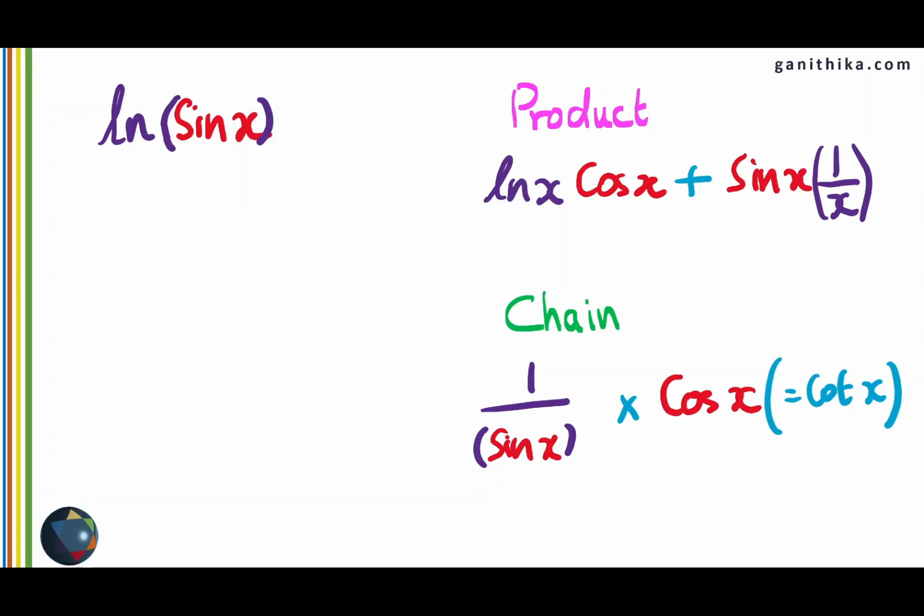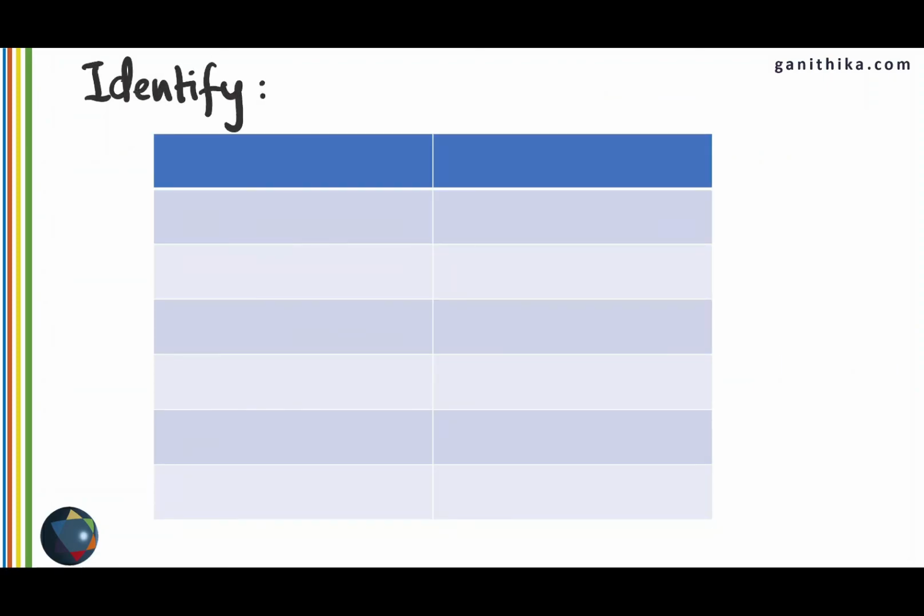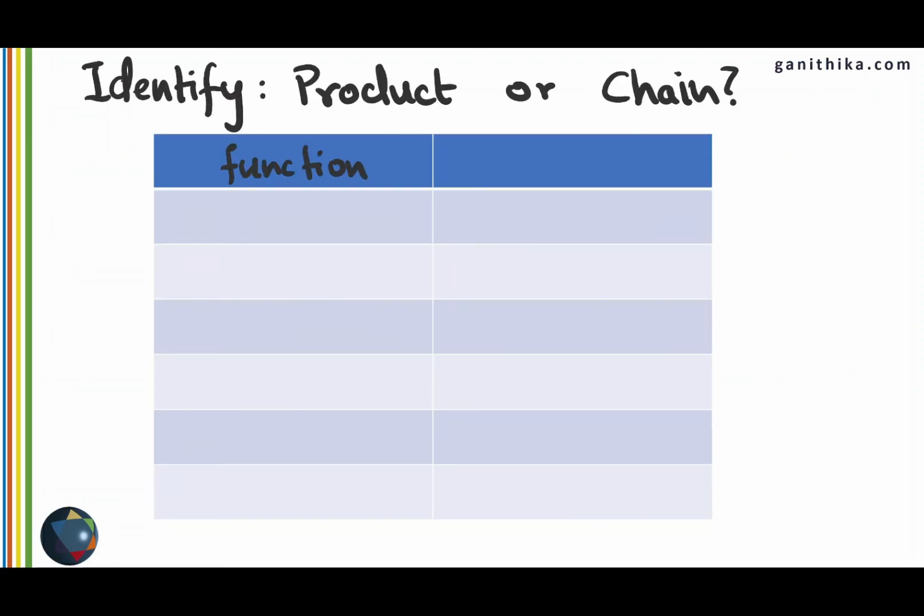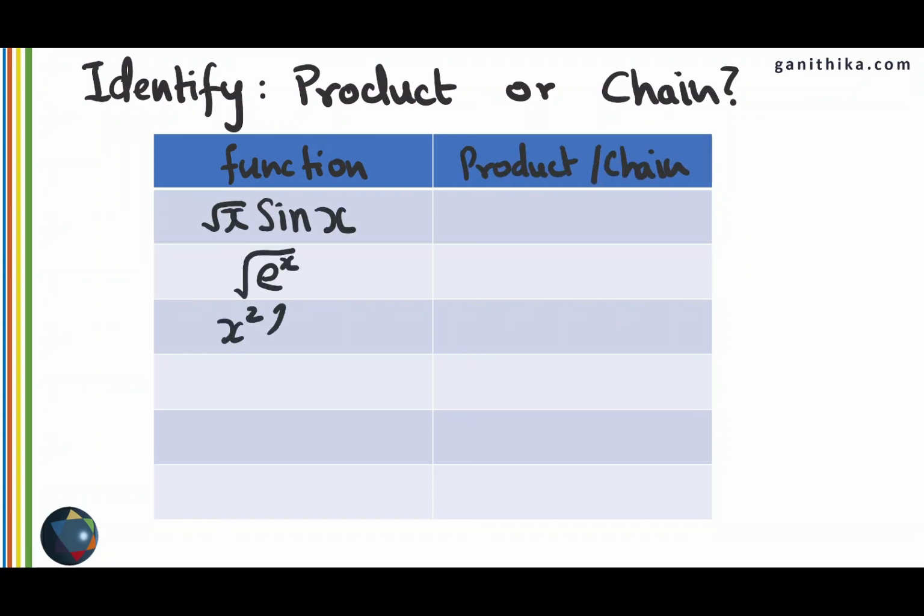Were you able to understand the difference between a product function and the composite function, and therefore will you be able to apply product rule and chain rule correctly? Let's see if you have understood. I'm going to give you some functions here, and you are going to identify whether to use product rule or chain rule for each one of them. And I'll give you the answers in few seconds.